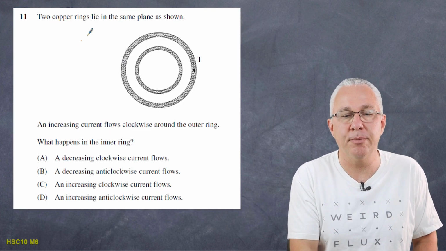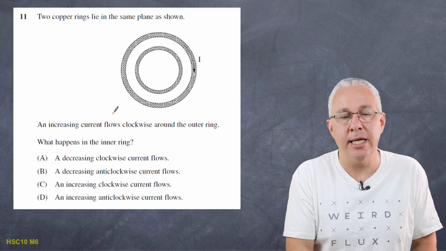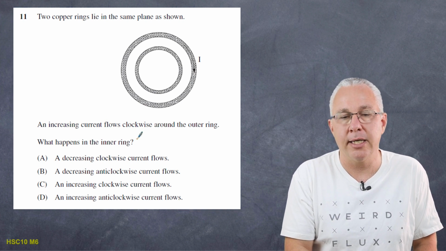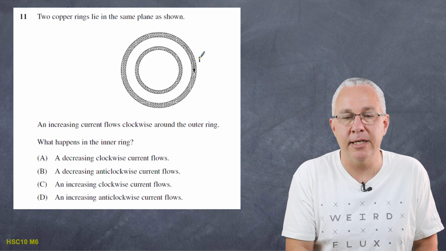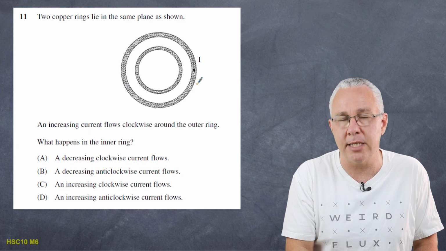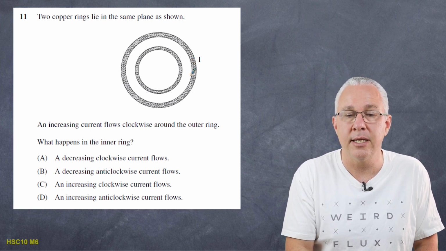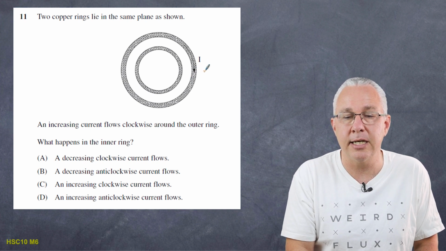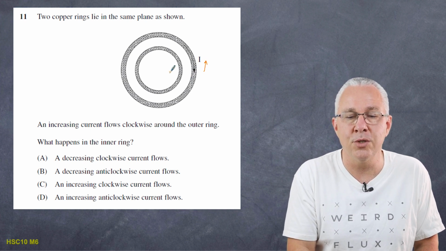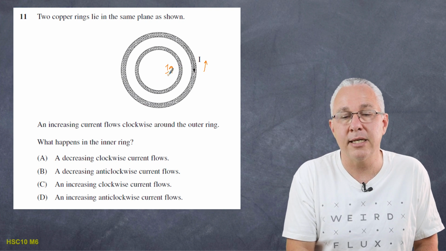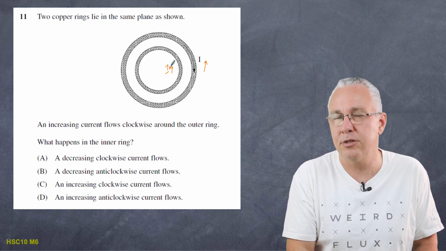Question number 11. 2 copper rings lie in the same plane as shown. An increasing current flows clockwise around the outer ring. What happens to the inner ring? Okay, if we have an increasing current over here, we have an increasing change of flux, but because of Lenz's law, any action opposes the one that generates it. That means an increasing current in the outer ring will also induce a current in the inner ring over here. But the current may increase, but its direction won't be the same.